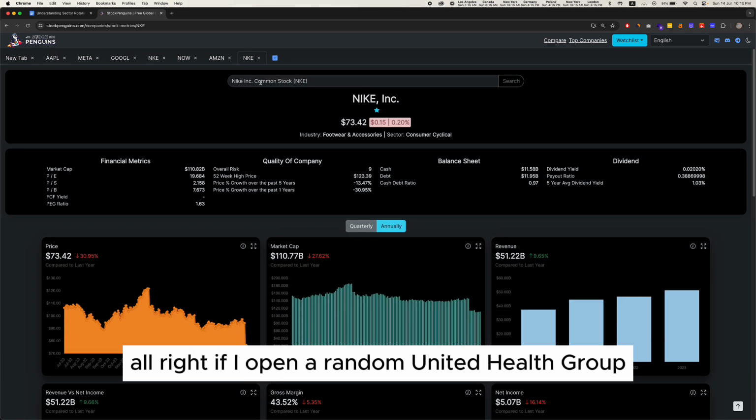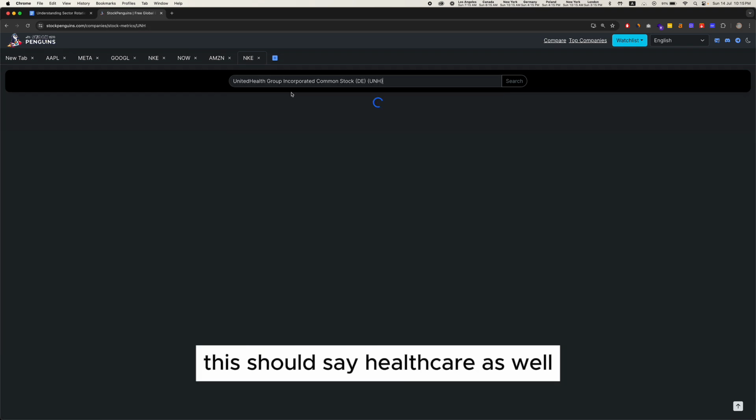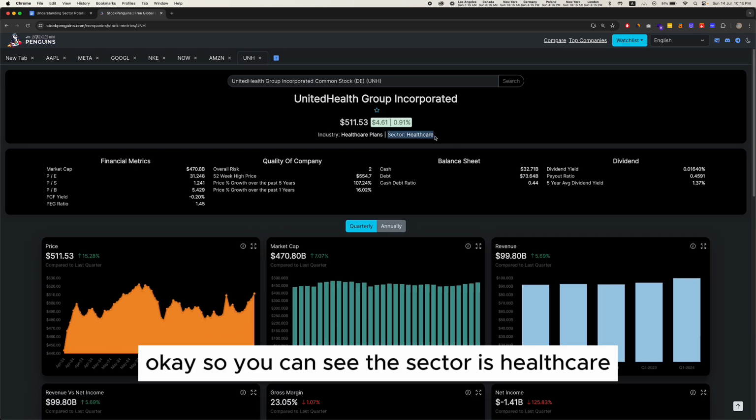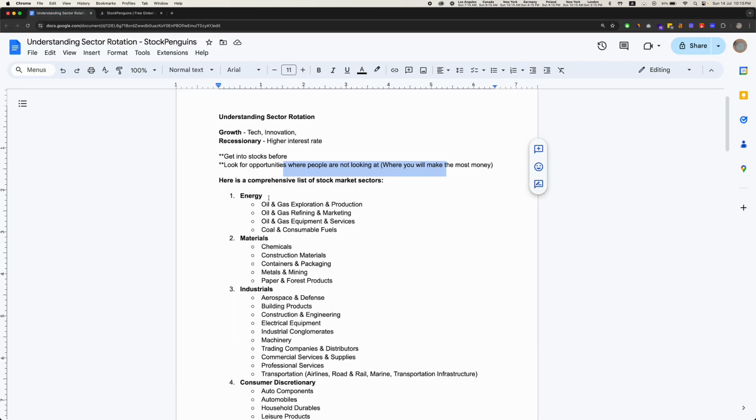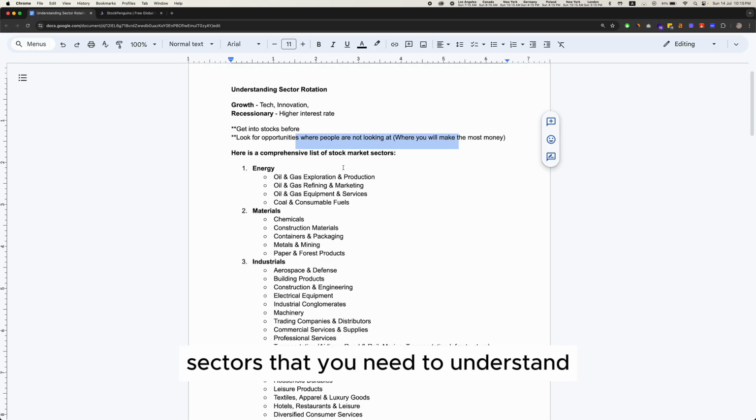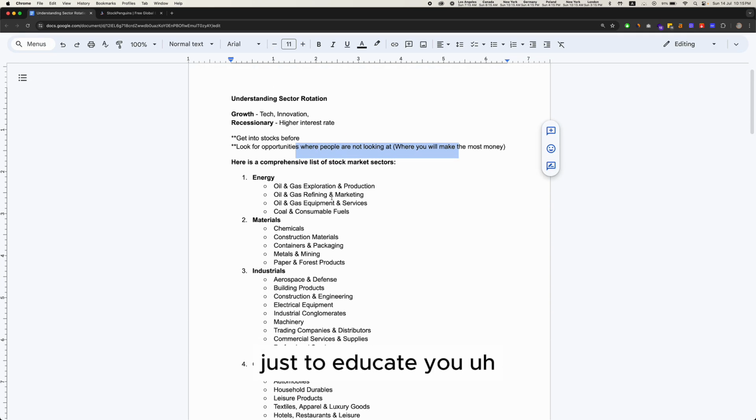All right. If I open a random one, United Health Group, this should say healthcare as well. Okay, so you can see the sector is healthcare. I believe this stock right here, they own a bunch of hospitals and stuff. Okay, so here's a comprehensive list of the stock market sectors that you need to understand. If you're interested, here's just a list. Okay, just to educate you.